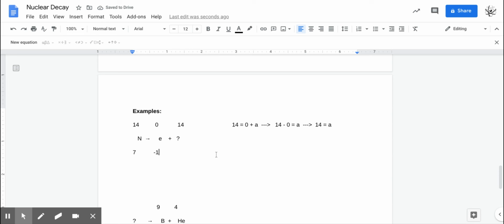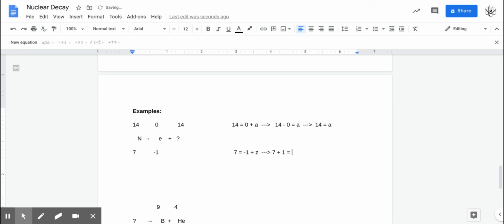To solve on the bottom, I'm going to do the same thing. I'm going to rewrite, and we have 7 is going to be equal to -1 plus my missing atomic number. I'll keep using z for the variable representing the missing atomic number. So now to solve for z, I need to add 1 to both sides because this is negative. So to get rid of it, I need to add 1.